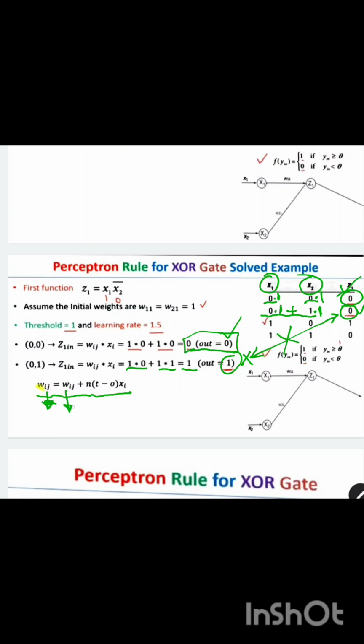This is the old weight, which could be w11 and w12, and this is the value of n, which is the learning rate that we have taken to be 1.5. This is the target output, and this is the actual output, and this is the input. So when input is x1, we will take w11. When the input is x2, we will take w12. So let's see how we calculate the weight.